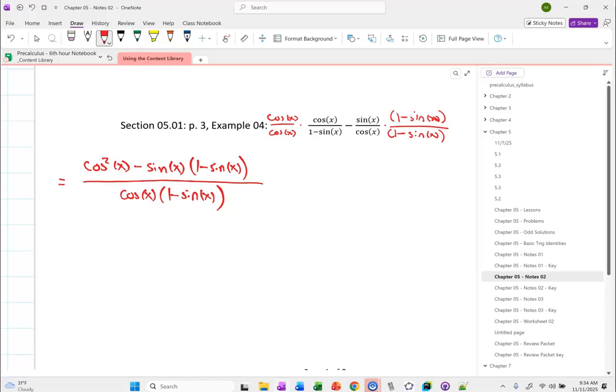Take a look at what I've written there. Are we okay with what I've done? Does that all make sense? Wait, why didn't you do cosine x on the other side? Because the other fraction already has a cosine x in its denominator.